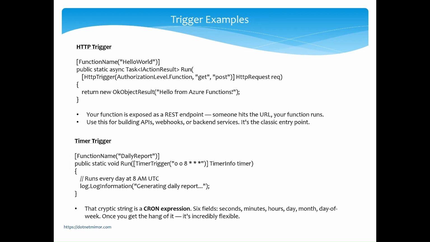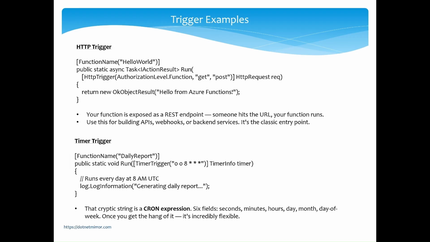Let's look at what this actually looks like in C Sharp code. On the top, we have an HTTP trigger. Notice the HTTP trigger attribute inside the method signature. That one line of code exposes this function as a REST endpoint. Someone hits the URL with a GET or a POST request. The function runs and we return an OK object result saying hello from Azure Functions.